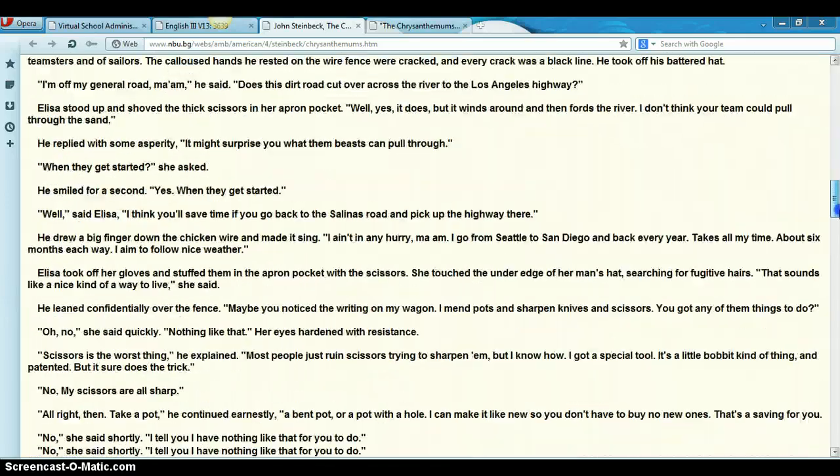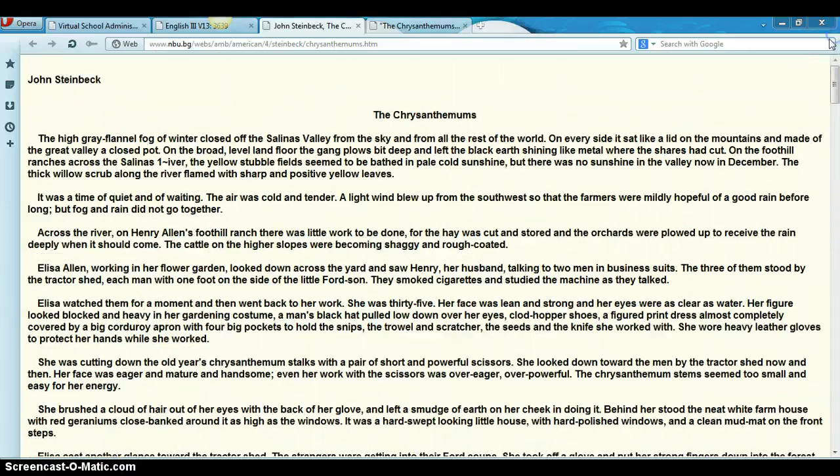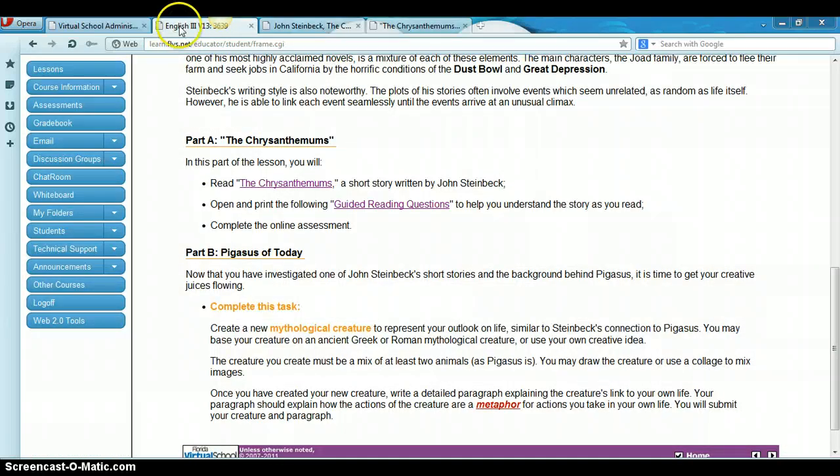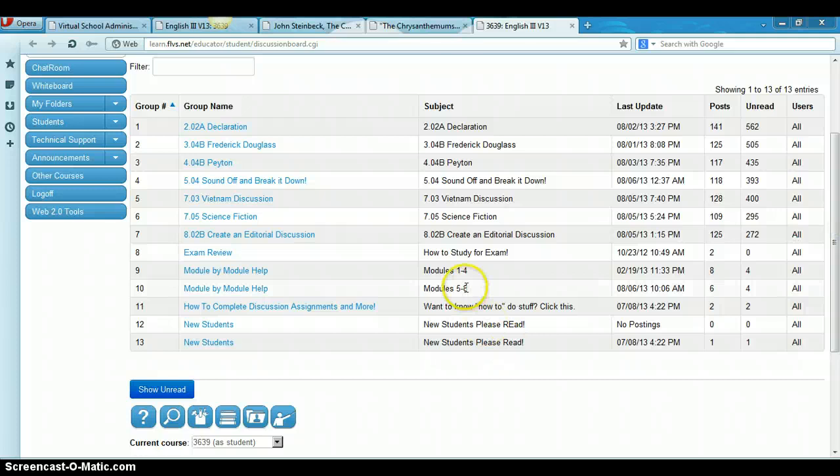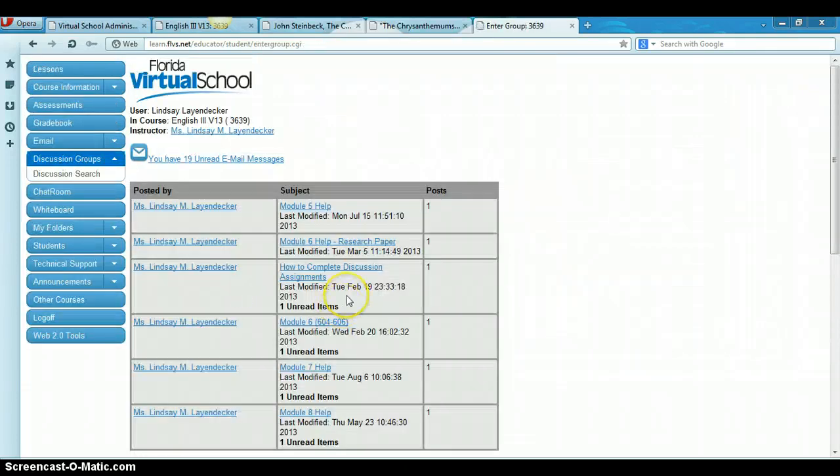Now, if you're looking at this and you're like, oh my god, that's going to take forever, that's so boring, know that if you go into discussion groups in our class, I'll show you how to do that. You're going to click on discussion groups. It's going to open up this page. I'm going to scroll down to module by module help for 5 through 8. I'm going to open up Module 6 help for 604 through 606.